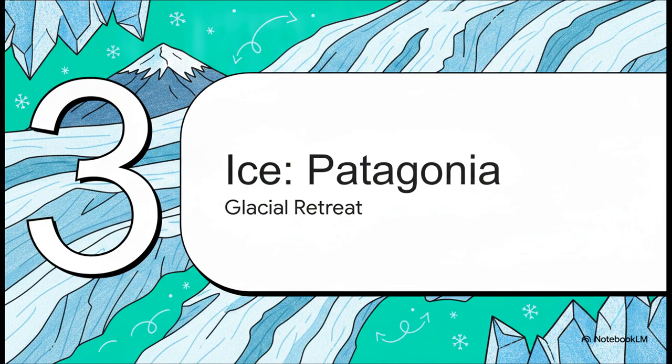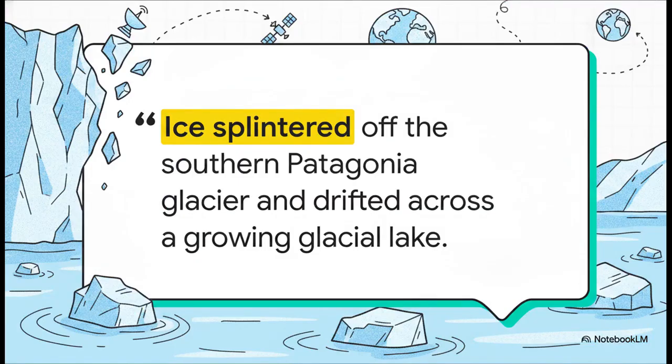All right, final stop. Station 3, ice, exploring glacial retreat in Patagonia. So we're leaving the urban skies of the Northeast behind and exploring the freezing extremes of the cryosphere. Listen to this dramatic observation from the Earth Observatory about Tyndall's Trail of Bergs. I want to read it exactly as they reported it. Ice splintered off the southern Patagonia glacier and drifted across a growing glacial lake. Wow. When we think of glaciers, we so often think of them as these permanent, static mountains of white, right? But this quote brings the dynamic, active movement of ice right to life. It splinters, it drifts. It's a system in intense flux.